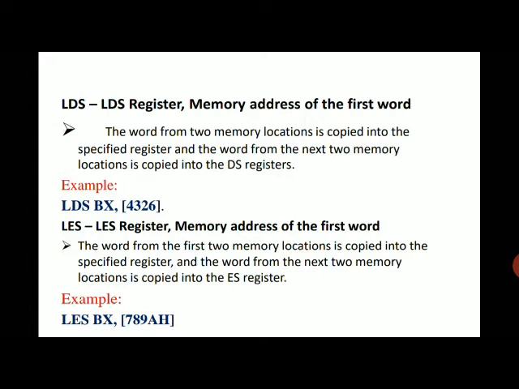And see the next instruction LES. In the previous instruction, you can see the LDS. LDS means load data segment register. Here LES means load extra segment register. What is the operation taking place means here the first two memory locations are copied into the specified register and the next two memory locations are copied to the ES register. This is explained in the example LES BX, 7898H.